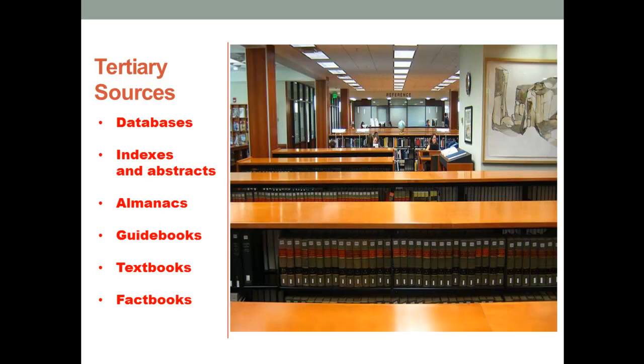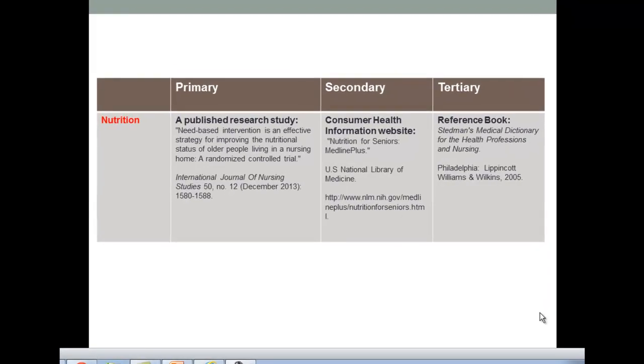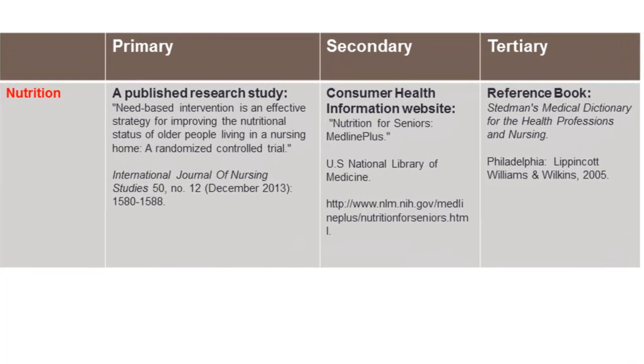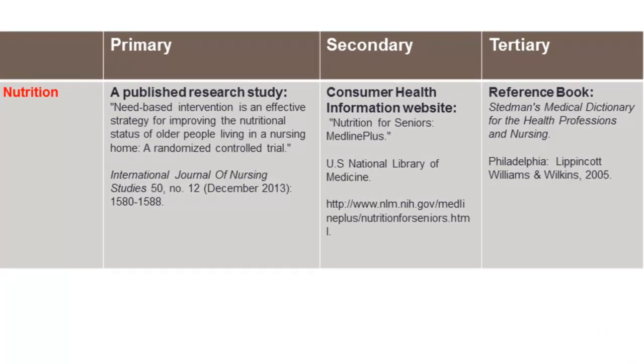Tertiary resources often provide data in a convenient form or provide information with context by which to interpret it. Examples include almanacs, indexes like periodical databases that are used to identify primary and secondary sources, or textbooks. This chart gives examples of primary, secondary, and tertiary sources in the health sciences.